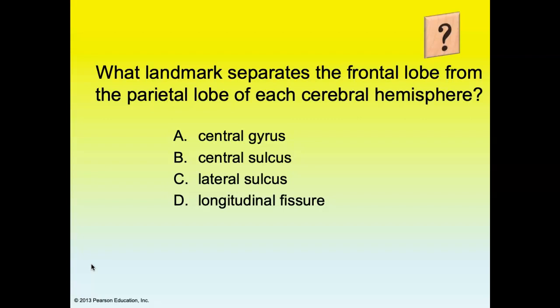What landmark separates the frontal lobe from the parietal lobe of each cerebral hemisphere? It's an important one. That is the central sulcus. And the fissure, actually here, I don't think we've mentioned it before, but the fissure separates the left and right cerebral hemispheres.